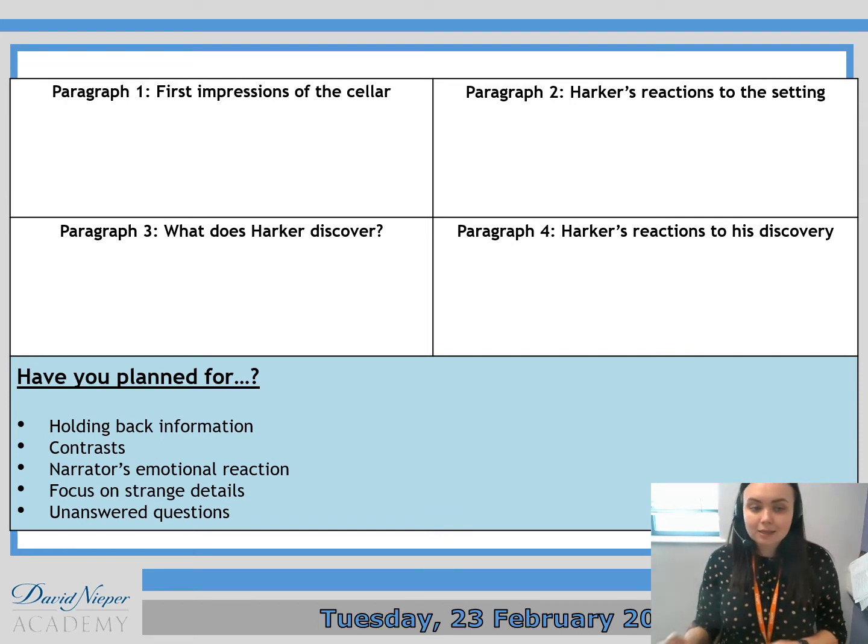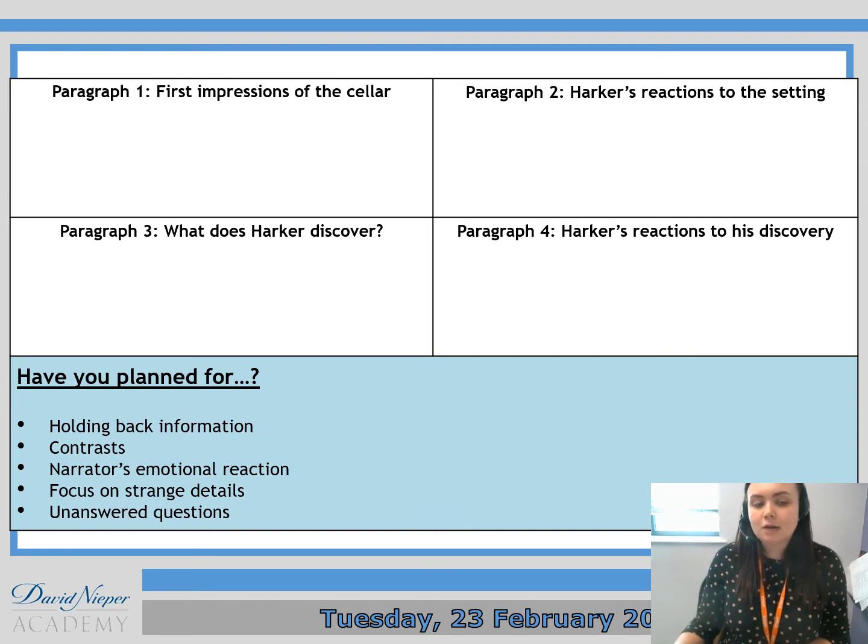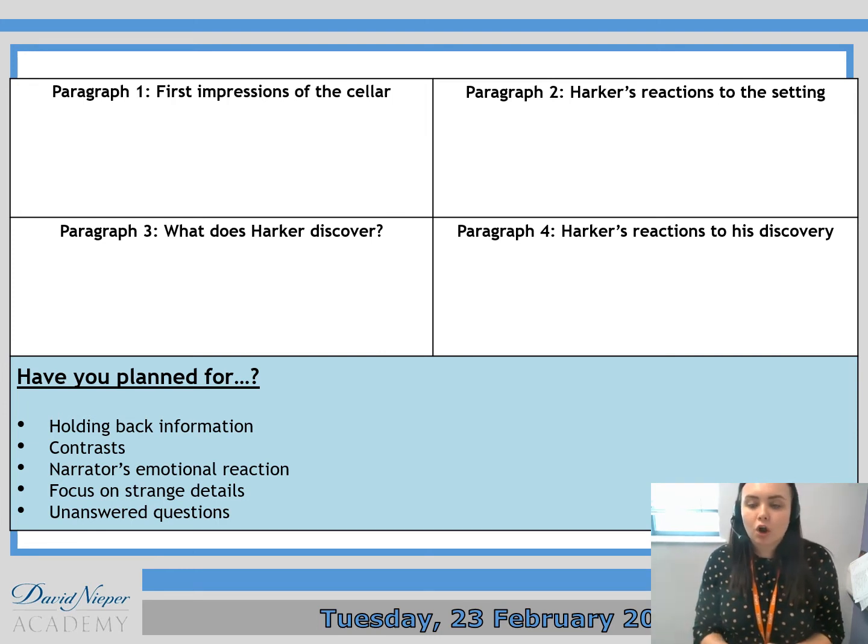Now your task is to try and use as many of these tension building techniques that we looked at last lesson as you can. Can you hold back some information? Can you show not tell? Can you use any contrasts? Can you make sure you include the narrator's emotional reaction? Can you focus on any strange details? And can you leave the reader with unanswered questions? Now this should take you the whole lesson. I would suggest you spend 10 minutes planning and then the rest of the time writing.